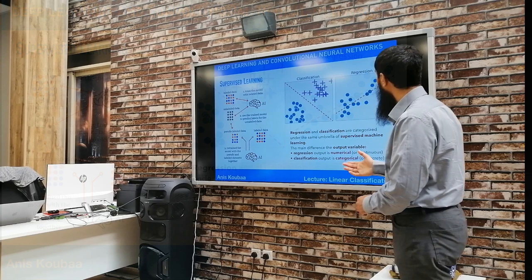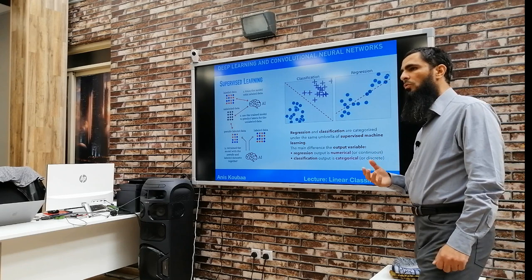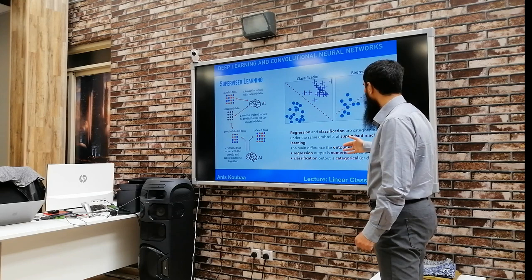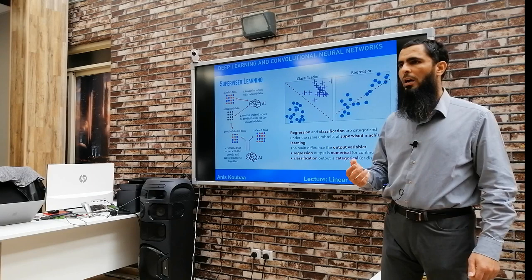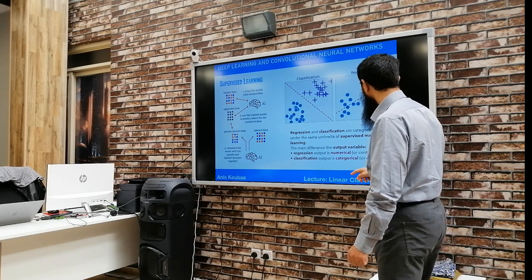So now we talk about classification and regression. We said that these are two techniques used for supervised learning. What is the difference? Basically, they are very similar. The difference is that regression is when you have a numerical output, something continuous. Okay? And classification is when you have a categorical output, discrete.